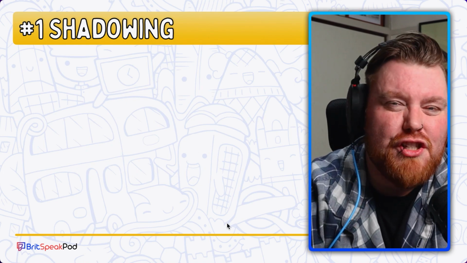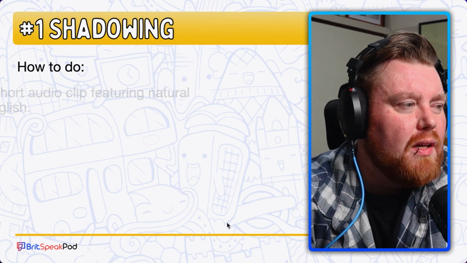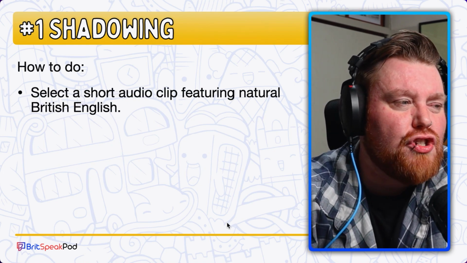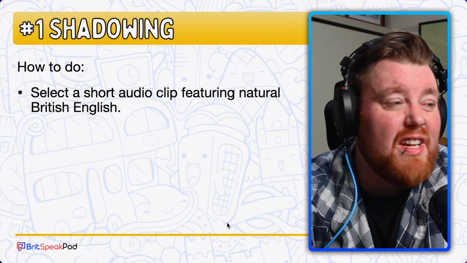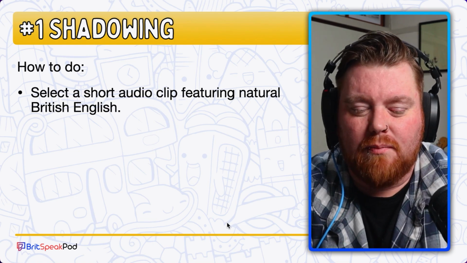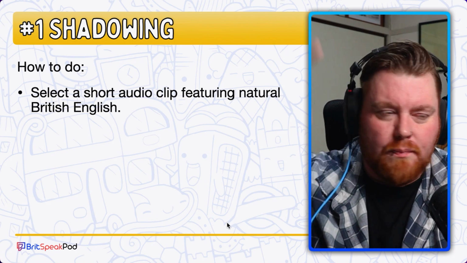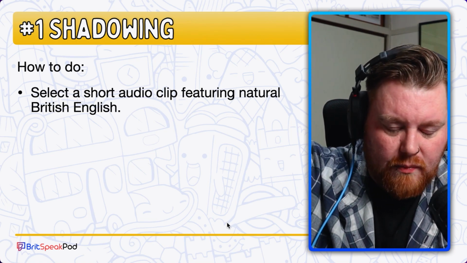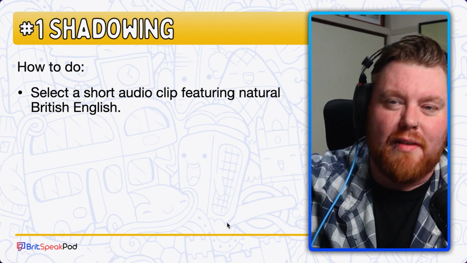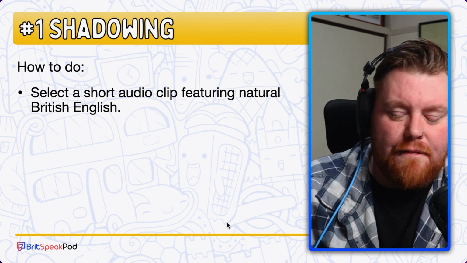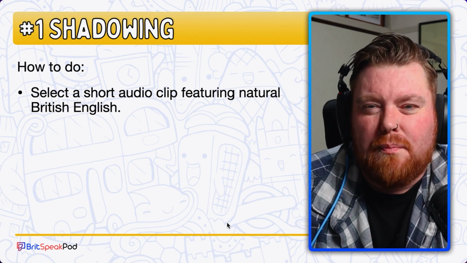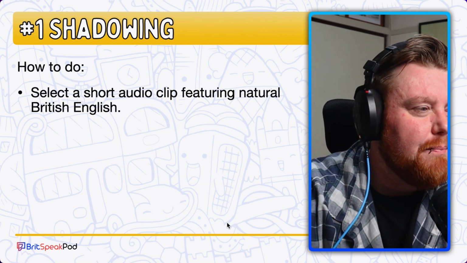Now, if you're not sure what shadowing is, all you've got to do is select a short audio clip featuring a native speaker, ideally. And if you're working on a specific accent, you can find somebody with that accent, or find a native speaker, video, podcast, whatever it is, yeah? So you're going to find a short audio clip. We're looking for maybe 1 minute, something like that.